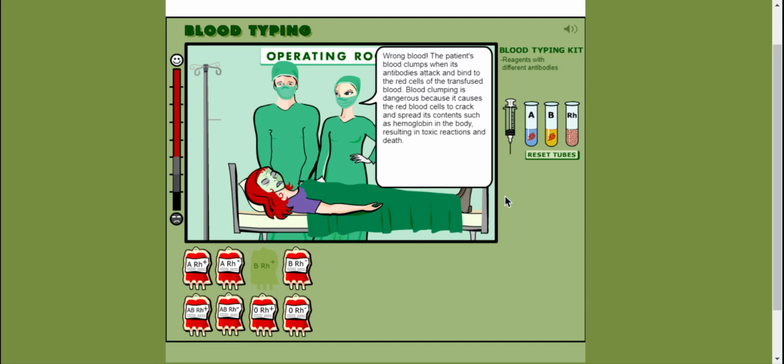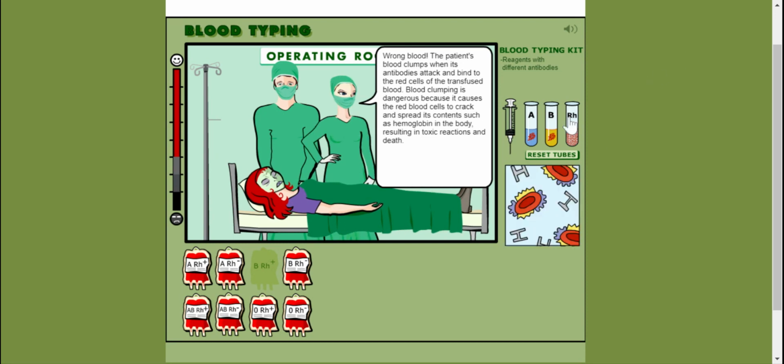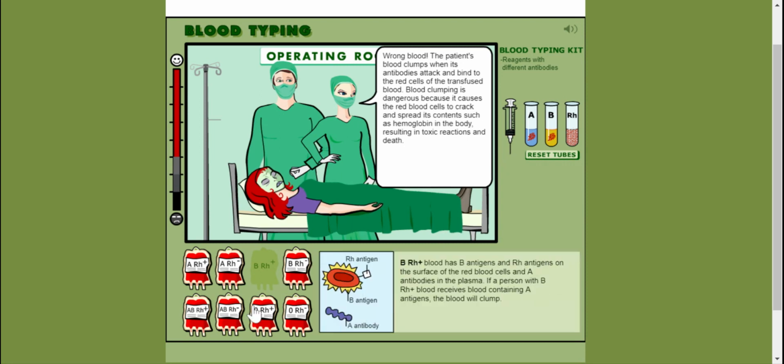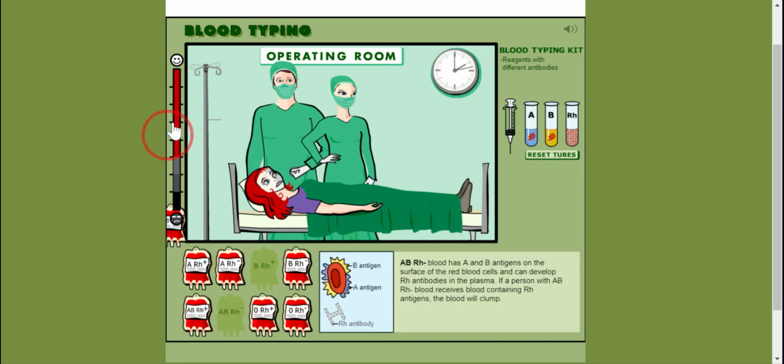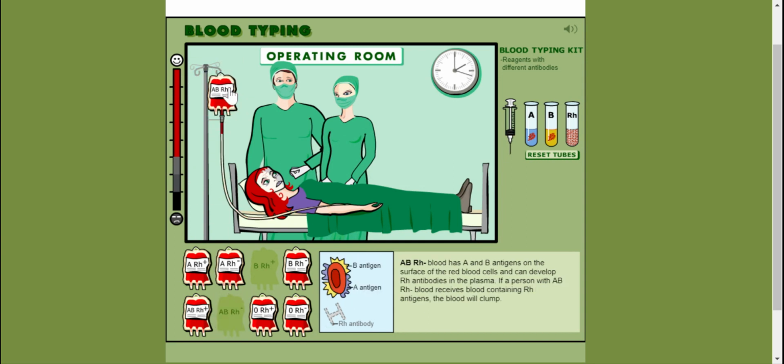Remember, the rule of Rh is that people that are Rh positive can get either type of blood, positive or negative. But if an individual is negative, like this person, she may only receive the negative form of the blood. All right, so what can she get? Let's start with the blood type she has, which is AB negative. She can certainly receive that.